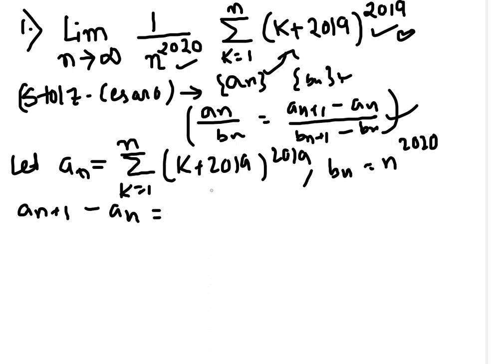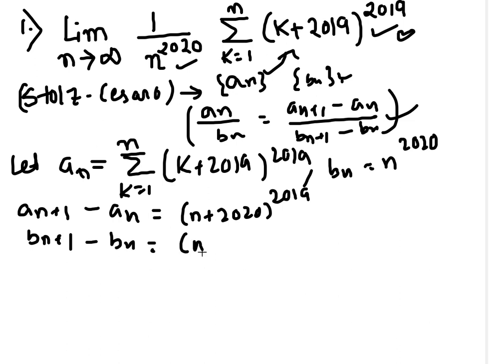See, a_n is a sum, that means a_(n+1) minus a_n should actually give you the (n+1)th term. If this is the term for k, then you get n plus 1 plus 2019, that is (n plus 2020) to the power 2019, and that's what it should give. And what is b_(n+1) minus b_n? b_(n+1) minus b_n shall give you (n plus 1) to the power 2020 minus n to the power 2020.